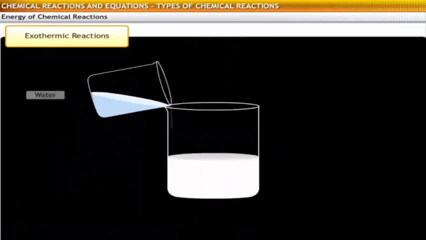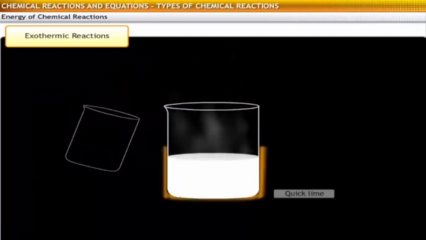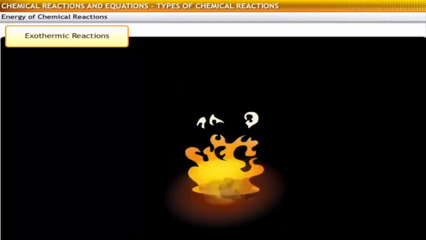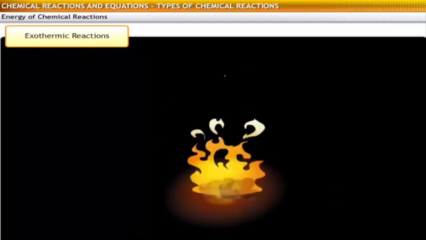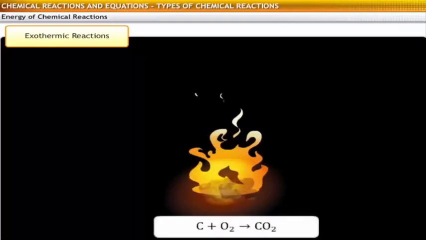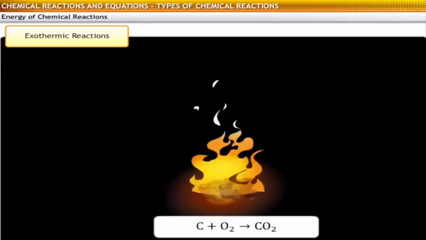On the other hand, exothermic reactions are the chemical reactions in which energy is released. For instance, when water is added slowly to a small quantity of quicklime or calcium oxide in a beaker, slaked lime or calcium hydroxide is formed and the beaker gets heated up. This is due to the evolution of heat during the reaction. Therefore, this is an exothermic reaction. All combustion reactions are exothermic reactions. For example, in the burning of coal, a large amount of heat is liberated. Therefore, it is an exothermic combustion reaction.